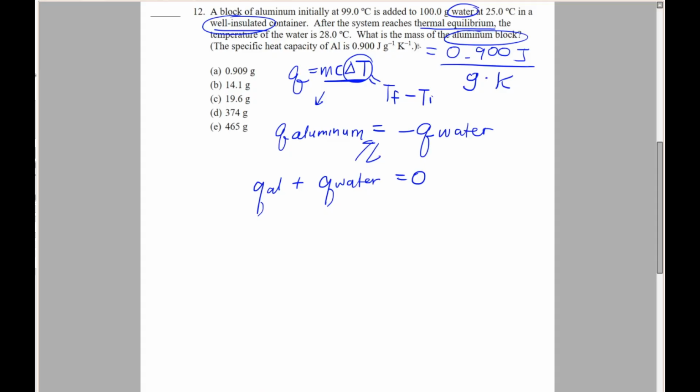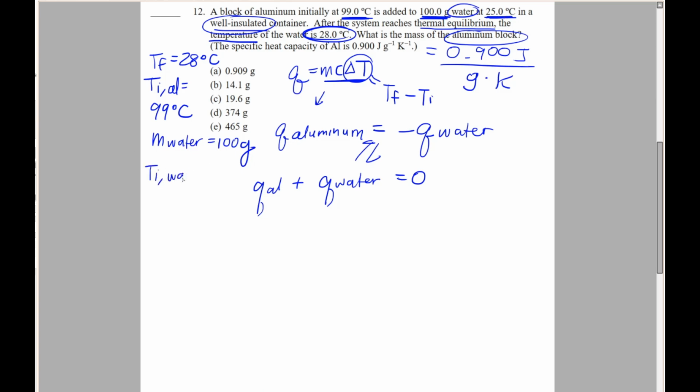In this case, since we're adding the water and the block together in the same sort of container, the final temperature is the same for both, and that's just the final temperature of the water, which is 28 degrees Celsius. So TF is equal to 28 degrees Celsius. TI for aluminum is 99 degrees Celsius, as it's stated here. Mass of water is 100 grams here. And then the TI, the initial temperature of the water, is 25 degrees Celsius. So TI water equals 25 degrees Celsius.